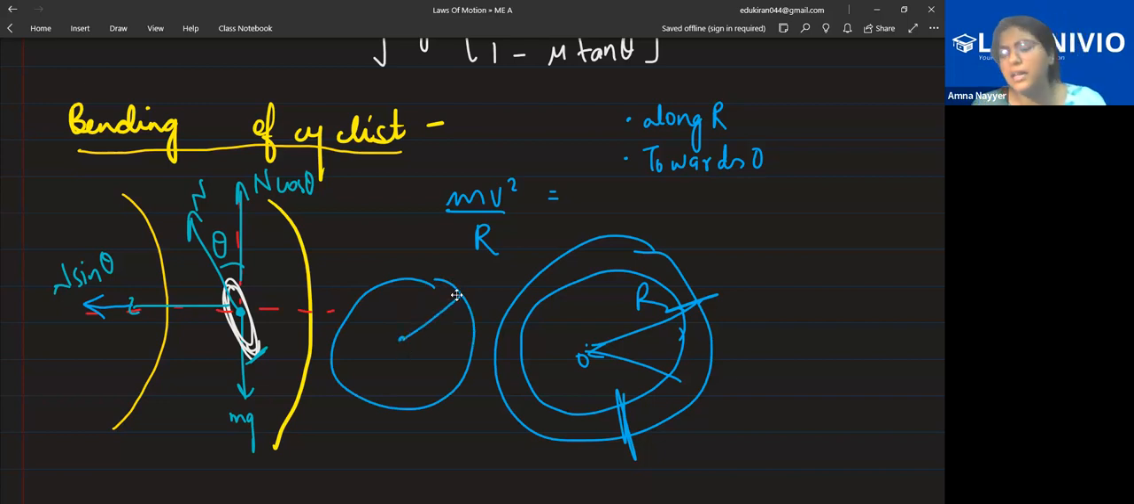Firstly, open the cameras, class. From the center to the periphery of the circle, this is what we call the radius. Radius of the circle. Right?